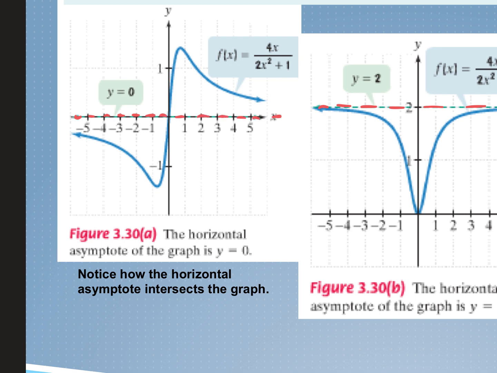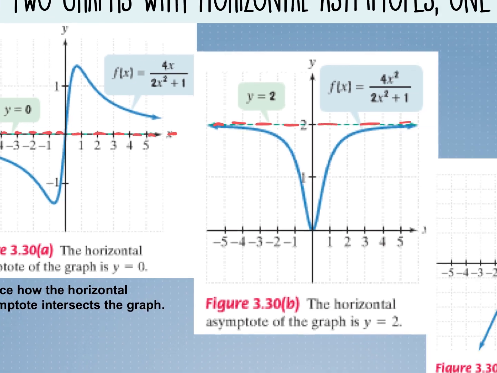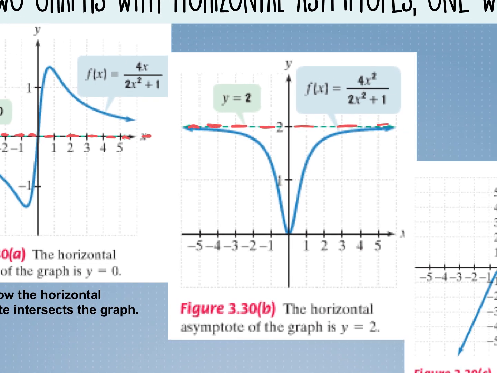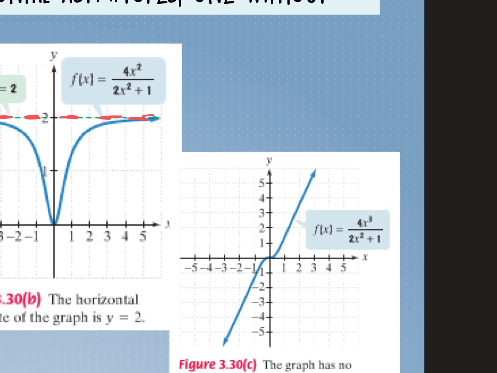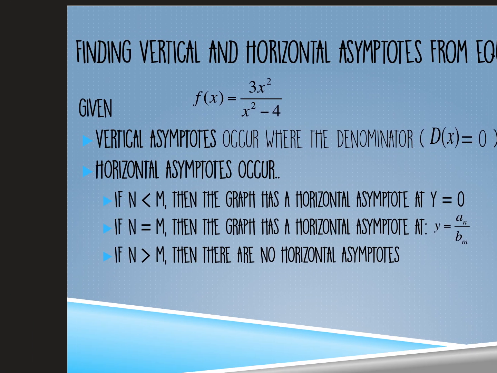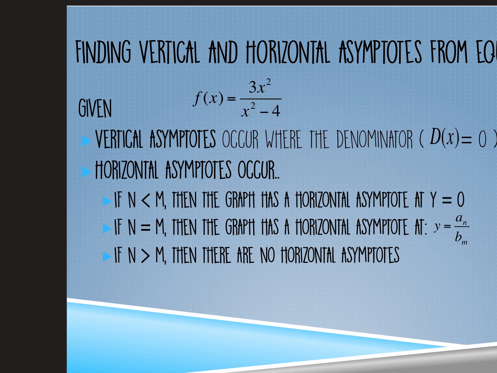This graph actually crosses it. This graph, your horizontal asymptote is at positive 2. And this graph has no horizontal asymptote. And I'll explain to you algebraically the 3 reasons that that will happen. And you'll see in 1 second. So let's talk about how to find vertical and horizontal asymptotes.